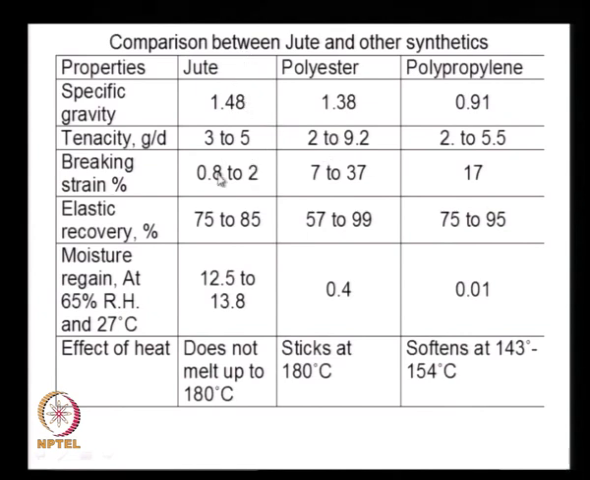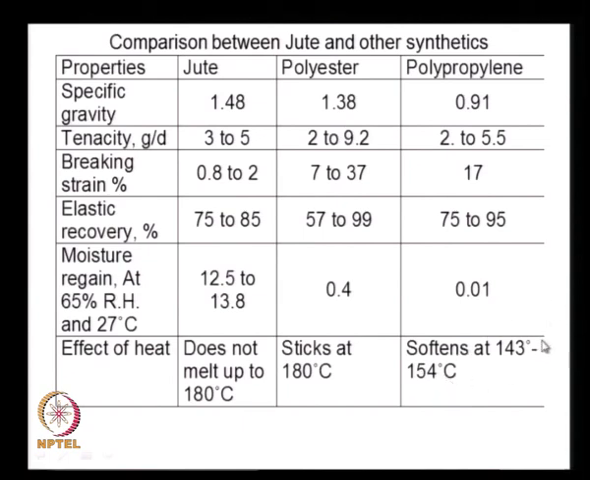And some comparison between jute and other synthetic products: the specific gravity of jute is 1.48, whereas polyester and polypropylene have specific gravities of 1.38 and 0.91, and the breaking strain is very interesting. Jute has breaking strains of about 0.8 to 2%, whereas polyester has 7 to 37%, and polypropylene about 17%. The effect of heat is quite significant in the case of polymers, whereas jute does not melt even at 180 degrees centigrade. Polyester at about 180 degrees centigrade starts sticking to the hands, whereas polypropylene softens in the range of 143 to 154 degrees centigrade.